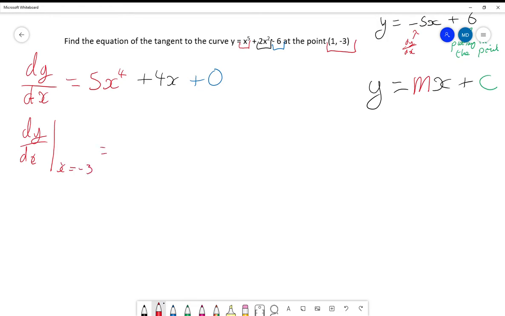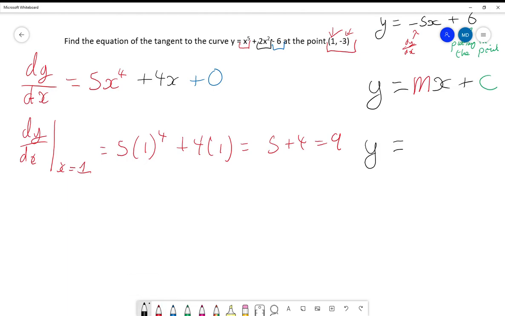Oh sorry, not x equals negative 3, let's be careful here. The y is negative 3, but the x is equal to 1. So evaluated at x equals 1, that's going to be equal to 5 lots of 1 to the power of 4 plus 4 lots of 1, which is equal to 5 plus 4, which equals 9. And so our line, we know, is going to be y equals 9x plus c.